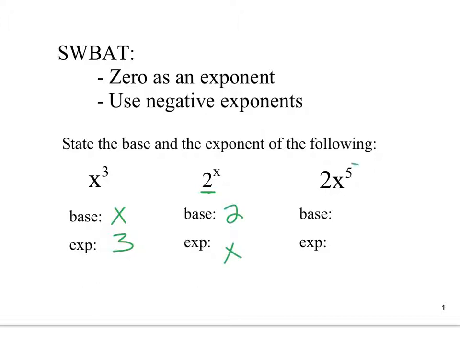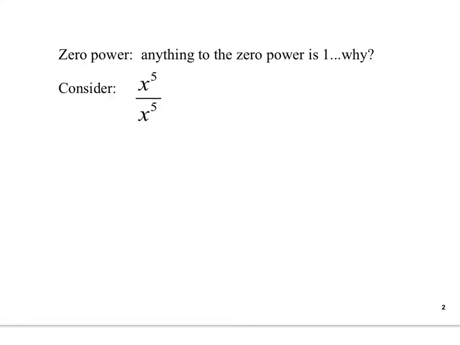Here this 5 and the x are the only thing connected. The 2 is not being raised to the 5th power, so the base is x and the exponent is 5. Anything to the 0 power is 1.